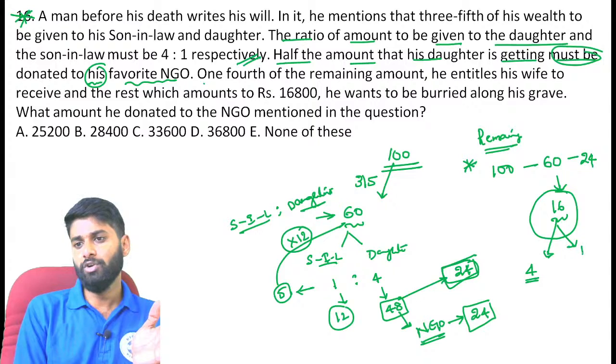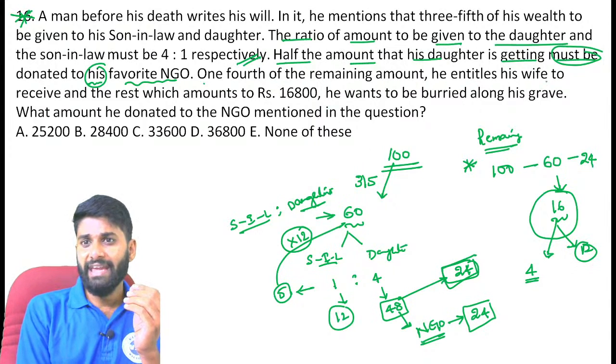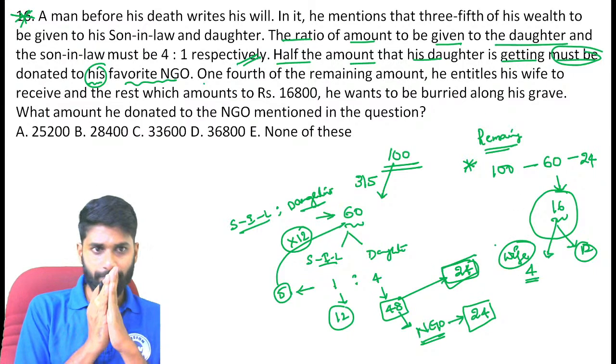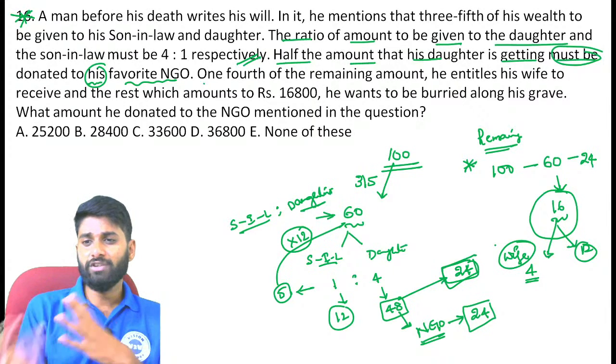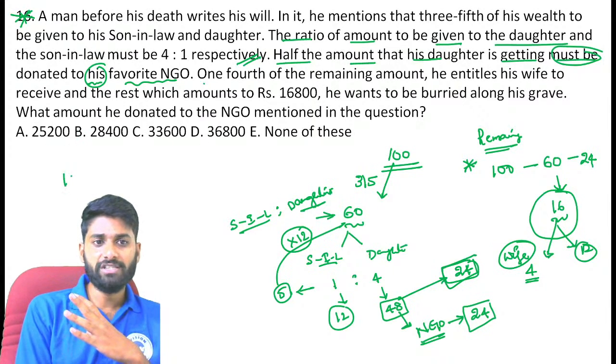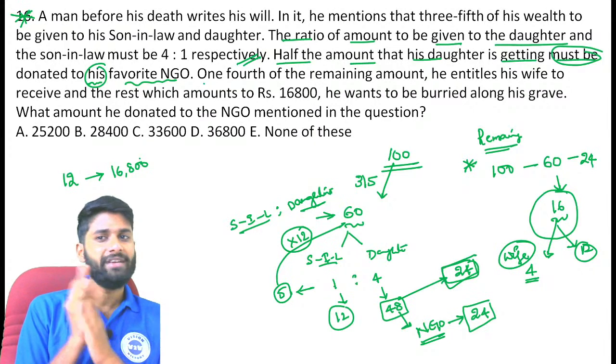Then what is the remaining amount? 12 units. Now see, one-fourth of remaining amount he entitles to his wife. So he gives 4 units to his wife, and the rest of the amount, what is the rest amount, is exactly equal to 12 units. Then 12 units is equal to 16,800. Now the rest of the amount, 12 units, he wants to bury along with his grave.